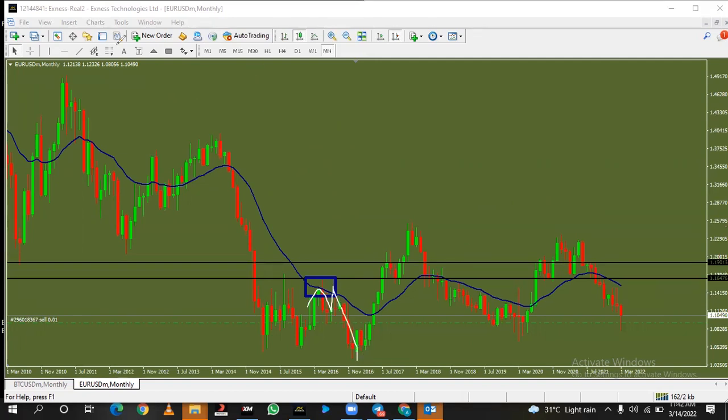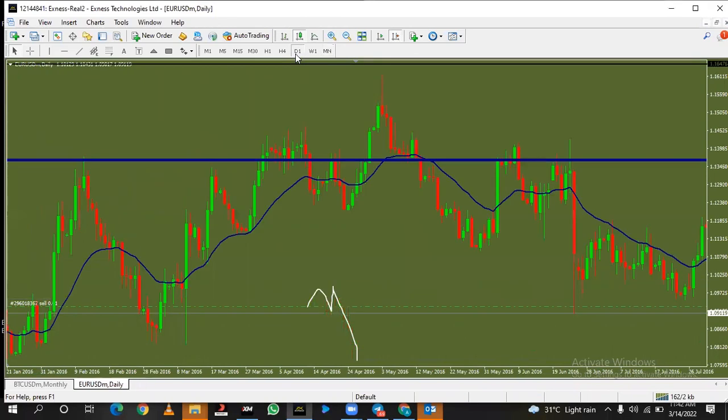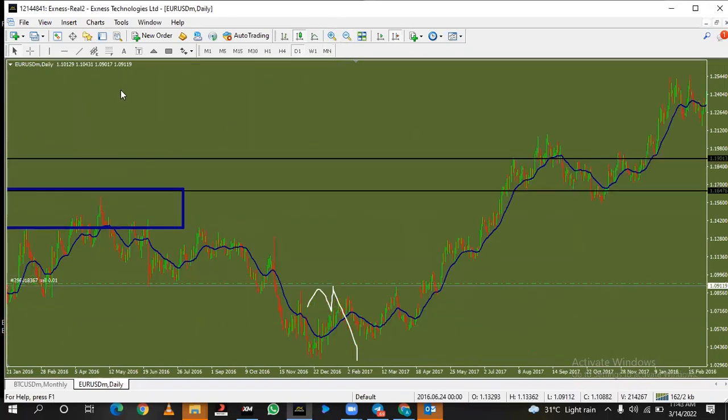If you go down to your daily time frame, let me check if you can see this in daily. They did not break market structure to the upside. Instead, they broke it downward. Look at it. They break daily market structure here. Can you see it?